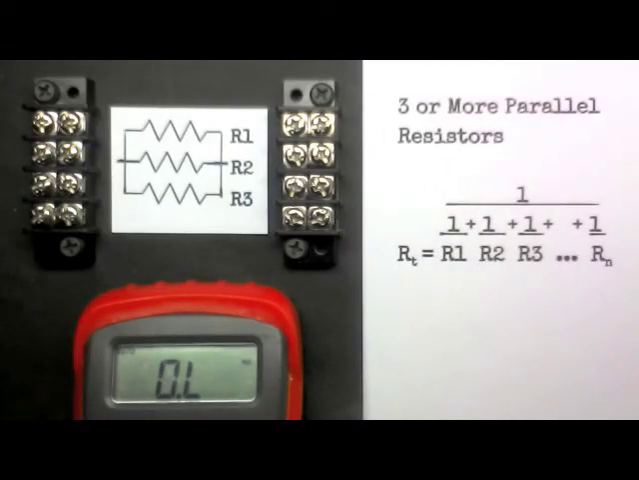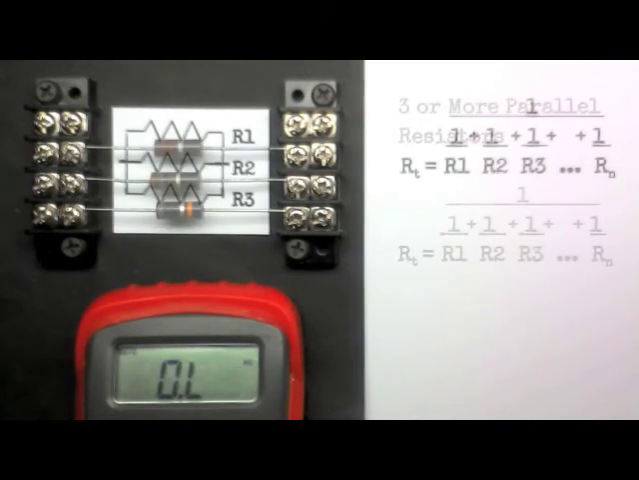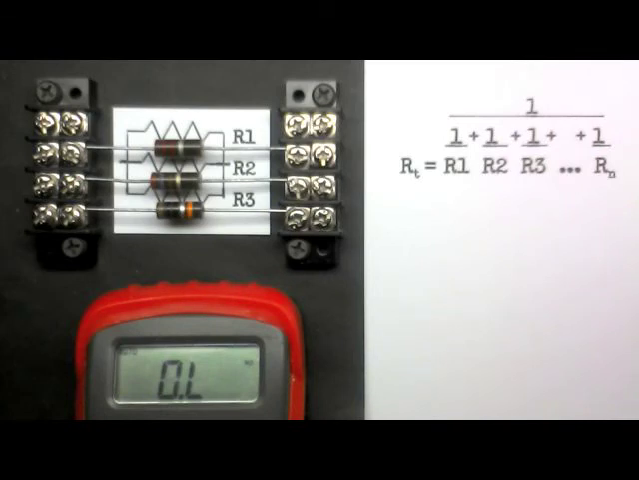Now let's look at what happens when we have three or more parallel resistors. Here's three resistors in parallel. Now the total resistance is 1 divided by 1 divided by R1 plus 1 divided by R2 plus 1 divided by R3, and as many resistors as you have in parallel. So let's put three resistors in place here and take their measurements.